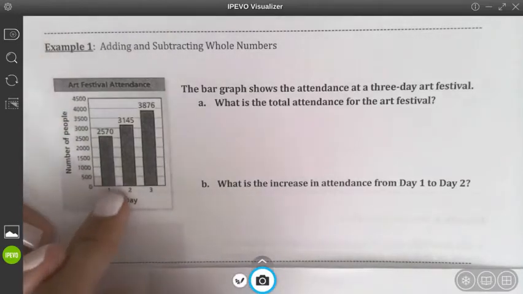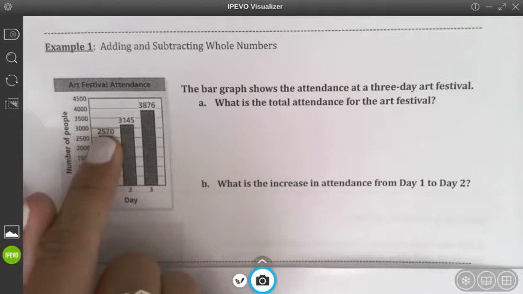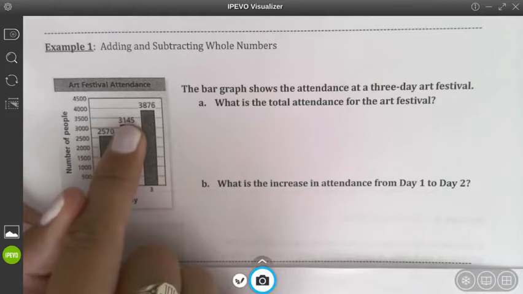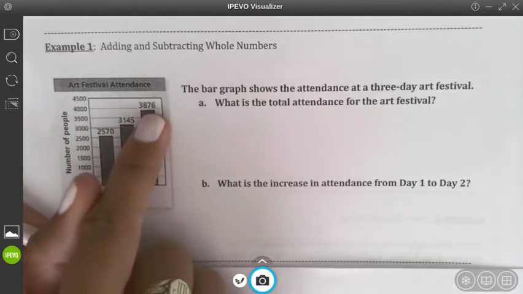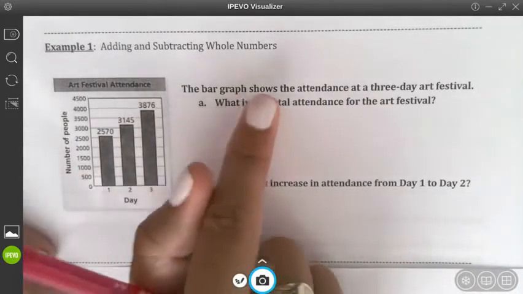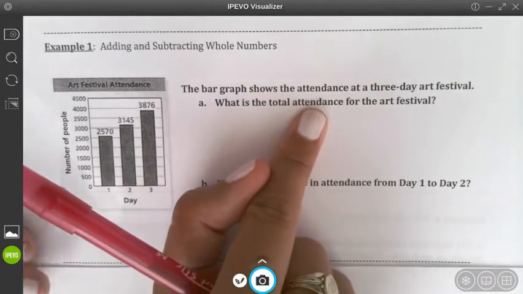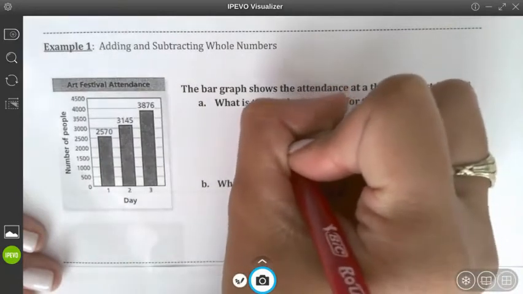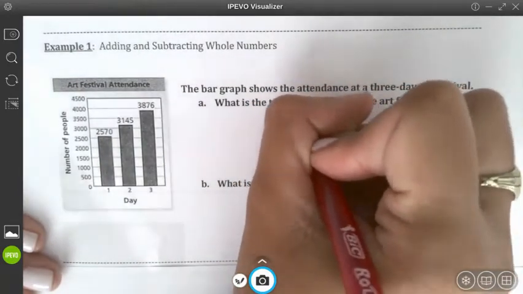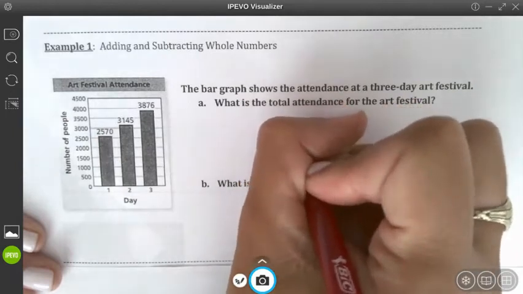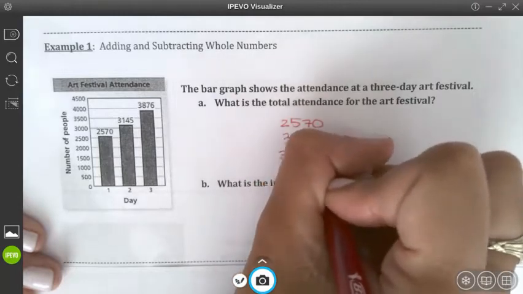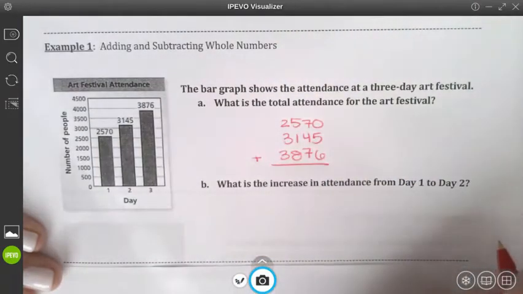So this means that on day 1, there were 2,570 people. On day 2, there were 3,145 people. And on day 3, there were 3,876. So if I want to know what is the total attendance, it means that I want to combine those three numbers. I want to find the sum of those three numbers, which tells me to add. So I'm going to show my work, and I'm going to add these together.